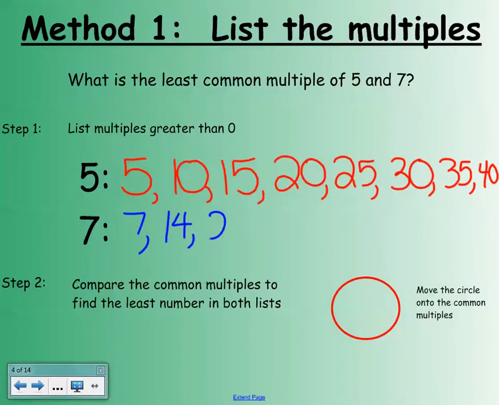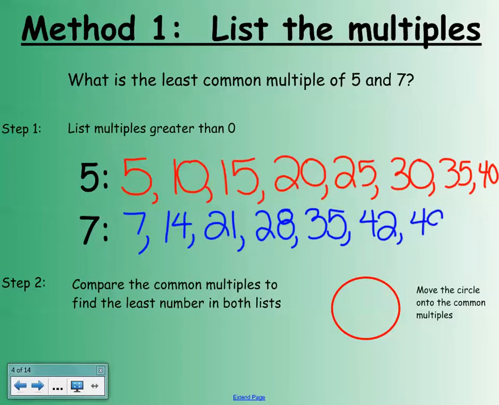7 times 3 is 21. 7 times 4 is 28. 7 times 5 is 35. 7 times 6 is 42. After 42 comes 49. And then 56. Again, let's stop there because I'm out of room on my board. So right now you should have all these numbers written down under number 1, list the multiples.